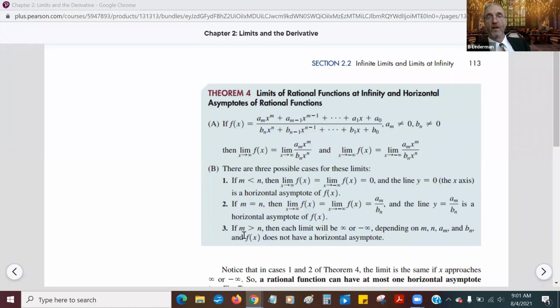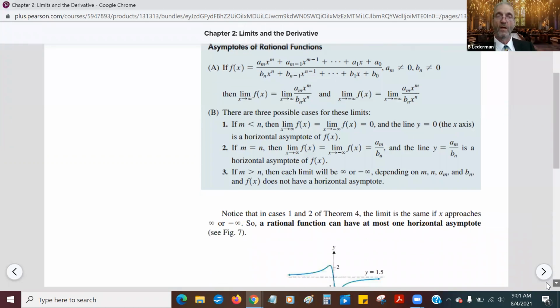And the third case: if m is bigger than n, if the top is a bigger power than the bottom, so if I have x to the 7th divided by x to the 5th, the top is going to be way bigger. And this whole thing is either going to be positive infinity or negative infinity, depending on m and n and a_m and a_n, depending on what the numbers are. It's not going to be both. It's going to be one or the other. Alrighty.